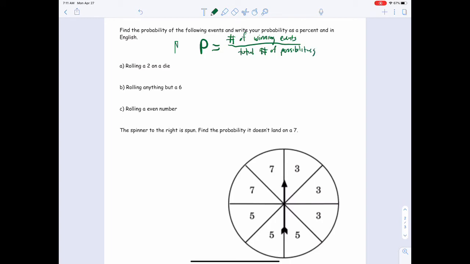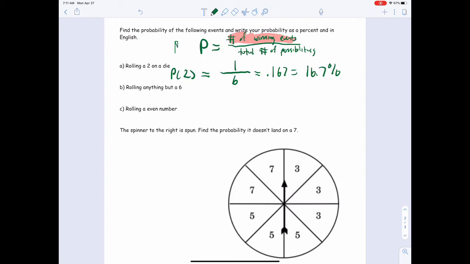So let's see what we mean when we use our formula here. Probability of rolling a 2 on a die, it's going to be a fraction. How many 2s are there on a die? This is our winning events. How many ways can we get a 2? Just one. There's only one 2 on a die. And then the total number of possibilities on a die, there's 6. And if we want that as a percent, we would convert that to a decimal, 0.167, and that's 16.7% rounded off.